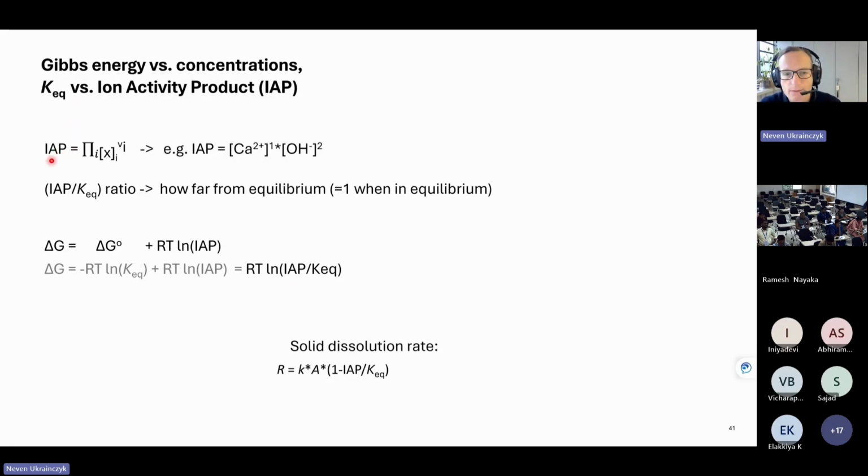So this is the ion activity product, what we said, in a mathematical way, if you would write it in the most general way. This is the P, meaning the multiplication, and then you are multiplying all the concentrations, and you are raising them to the power of the stoichiometric coefficient. For example, for portlandite, we have the concentration of calcium, concentration of OH minus, and then to the power of 2. And this is the ion activity product. And if the ion activity product is equal to the equilibrium constant, we reach the saturation. We reach the equilibrium.